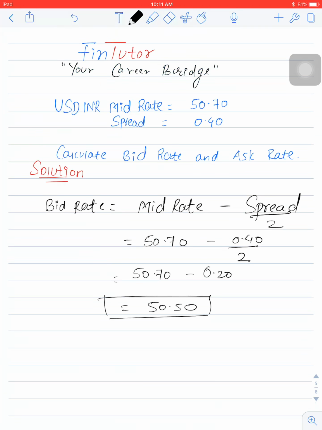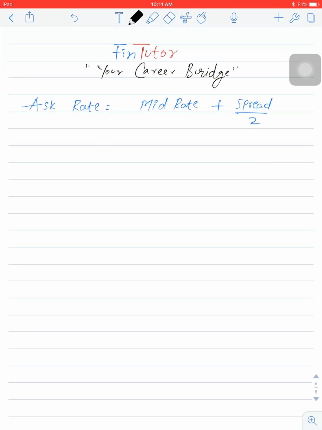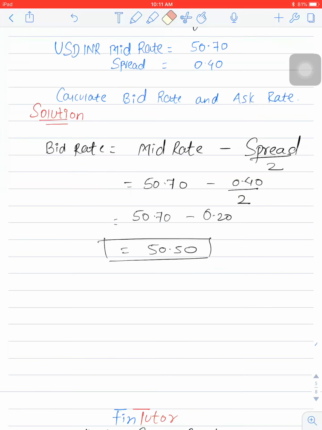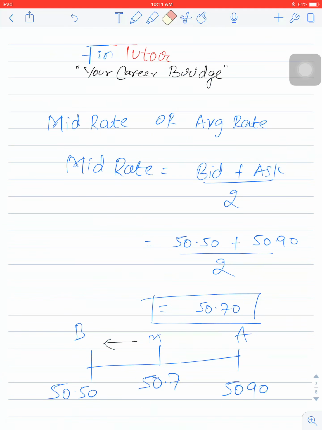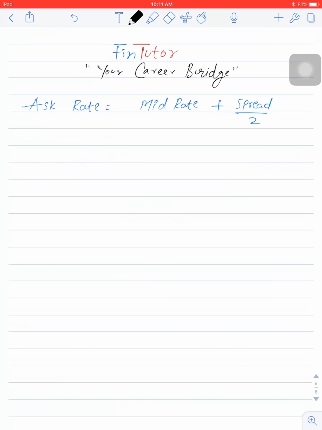Now we need to calculate ask rate, and the formula to calculate ask rate is mid rate plus spread divided by 2. Now ask rate is greater than bid rate, so we have to increase the value. As we have to increase this value, that's why we are using the plus sign over here. Another logic is that we have to move from mid rate to ask rate. So when we have to move from mid rate to ask rate, we need to increase the value, and in order to increase this value, we are using the plus sign.